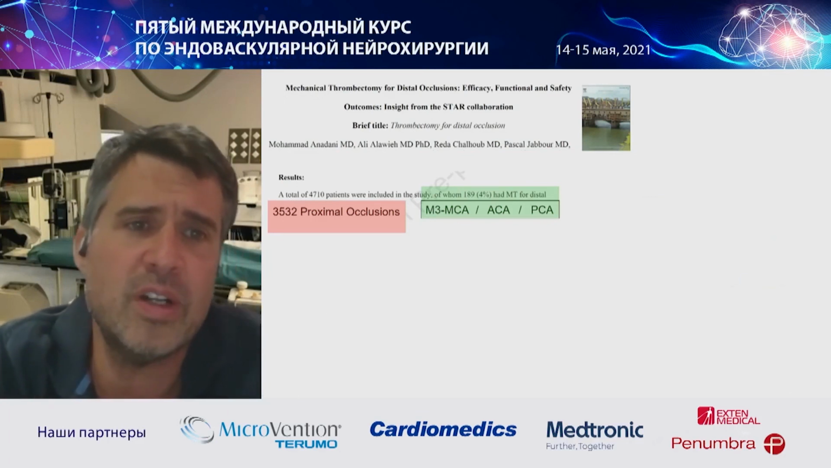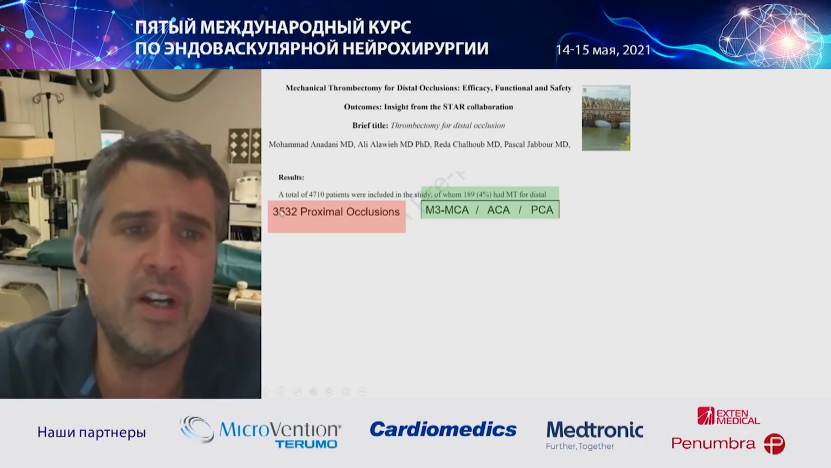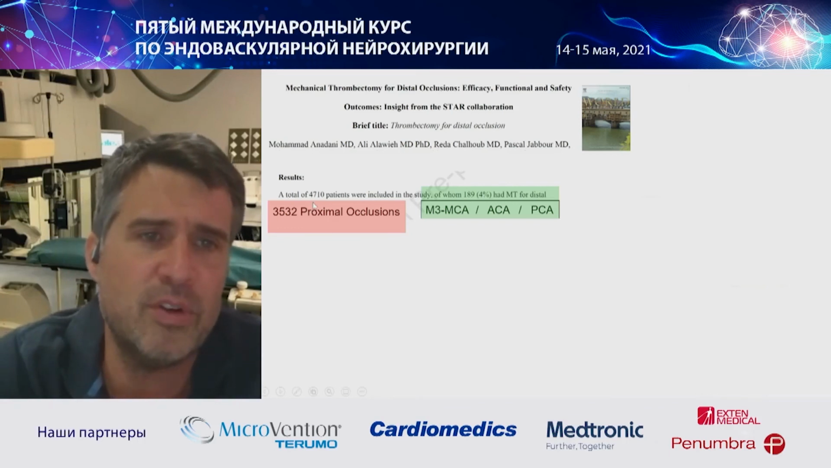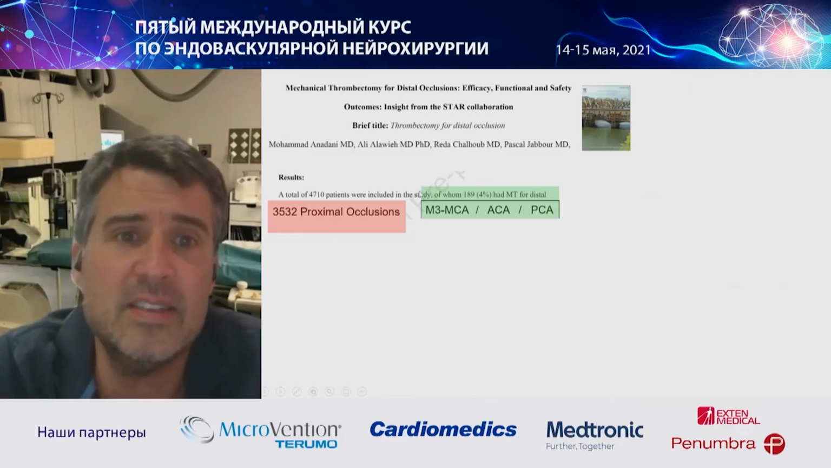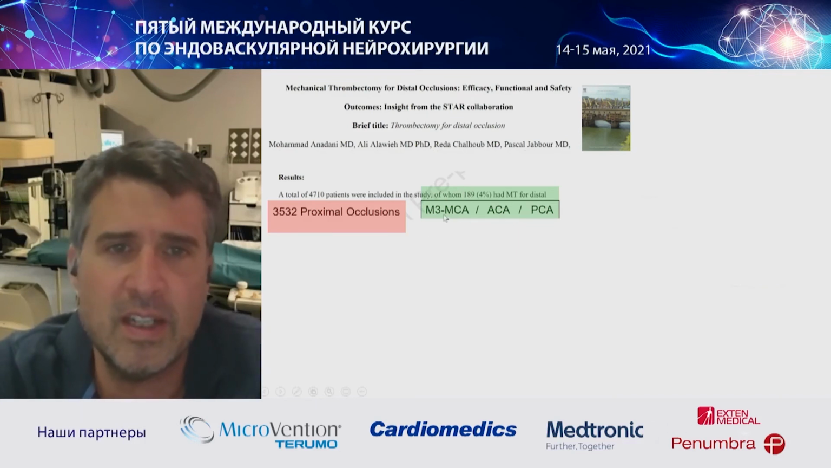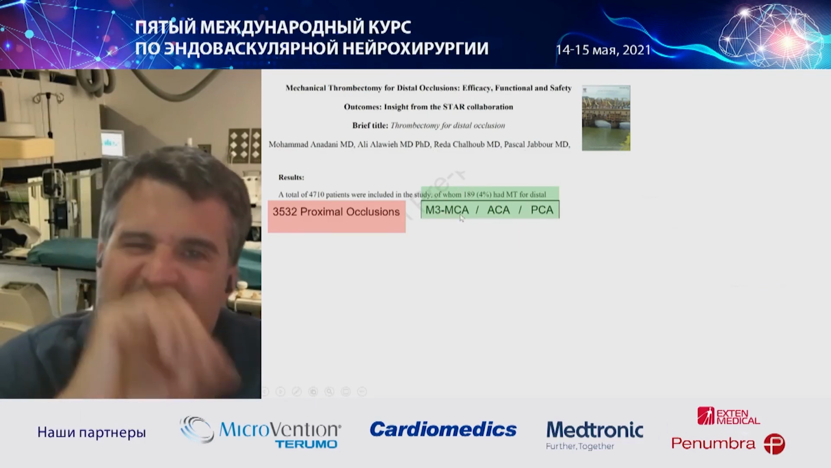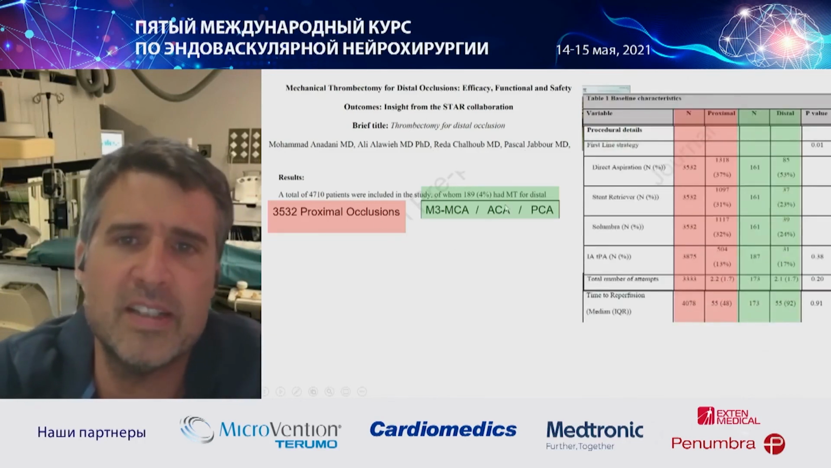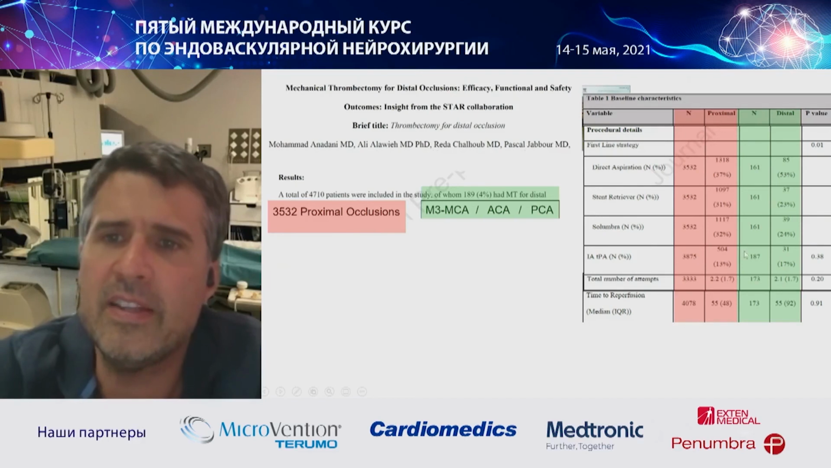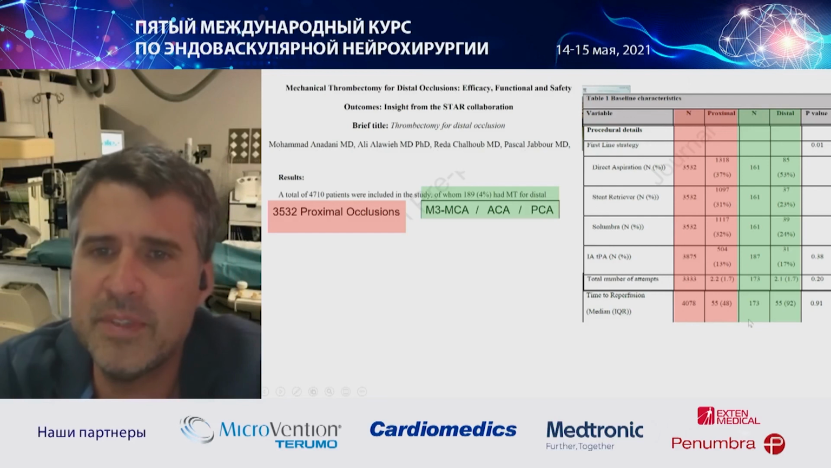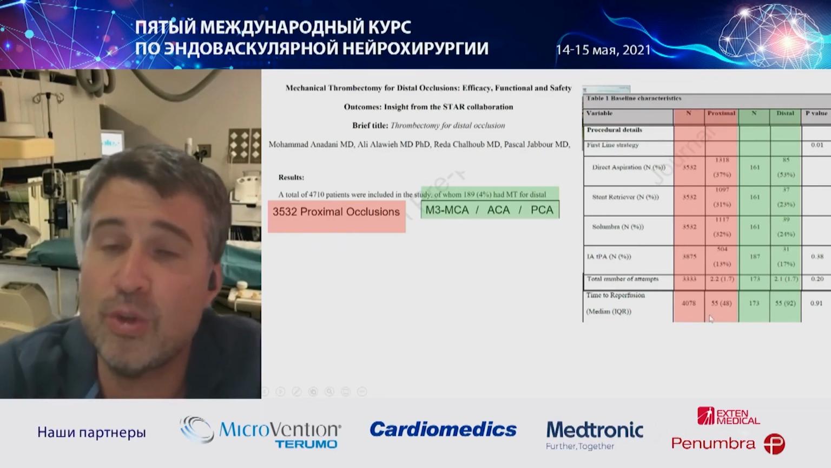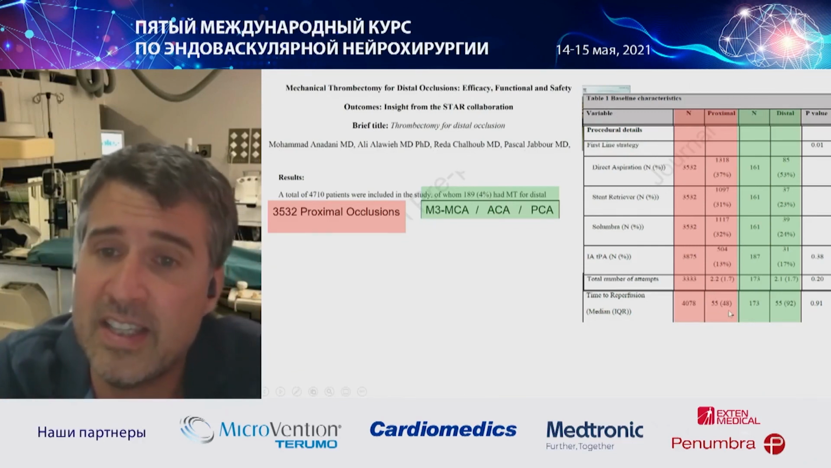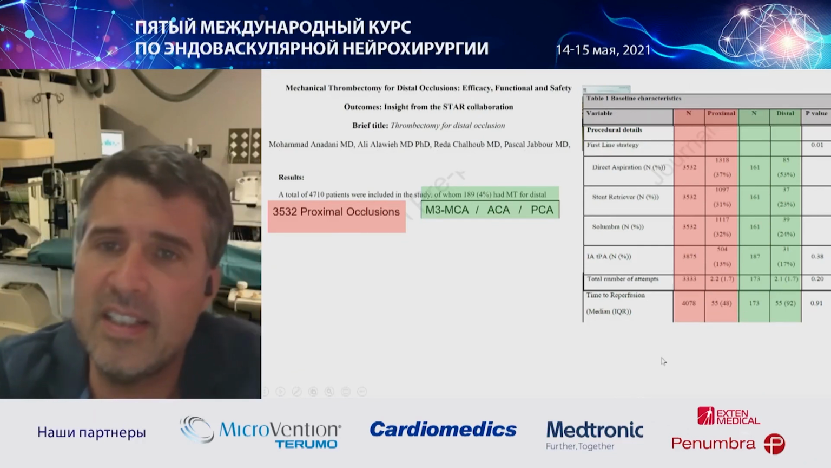The last study that I want to mention is this one. This is a very large study, more than 4,000 patients, in which at the end they defined distal occlusion as, like you see, very distal M3 occlusion, ACA, and PCA. And they did some comparison between proximal and distal occlusions. The rate of treatment and the distribution of the treatment was quite similar. You see that the time to reperfusion was exactly the same for distal occlusion as for proximal, so it doesn't take longer to recanalize a distal occlusion.